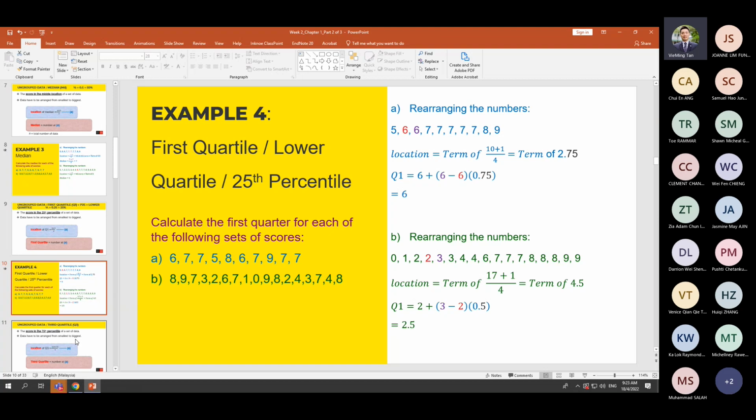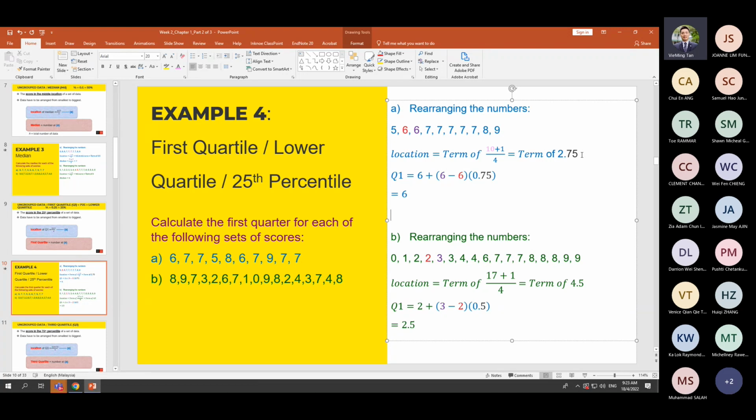So maybe I can use pink color. 10 is because we have 10 data for set A. One is the constant number, and 4 is for the location of Q1. Okay, simplify, you'll get term of 2.75. So that means that Q1 is in between term 2 and term 3, and it's more close to term 3. Why? Because of 0.75. So that means it's more close to term 3 than term 2.